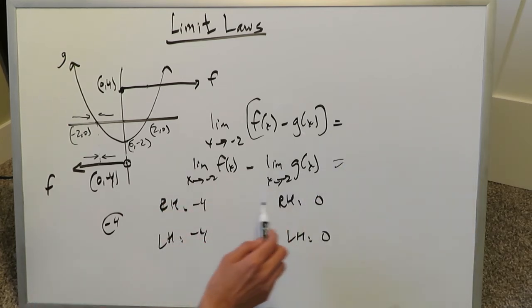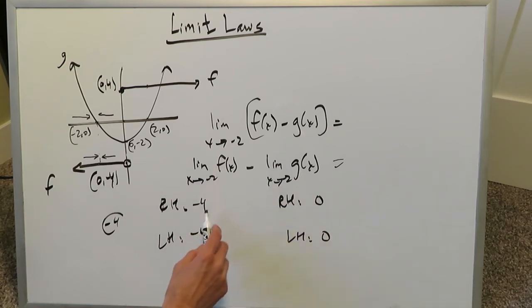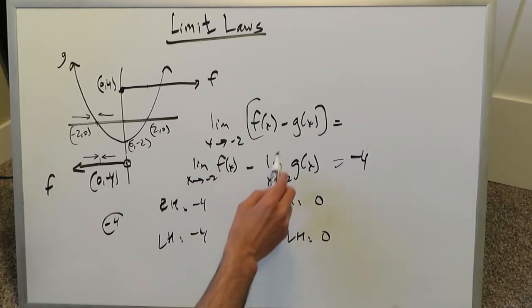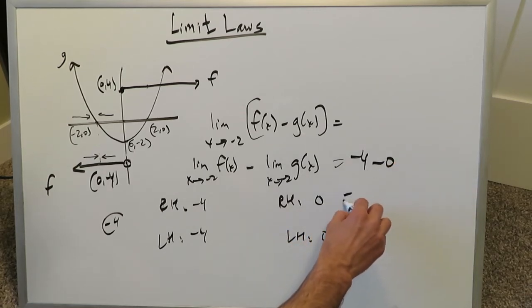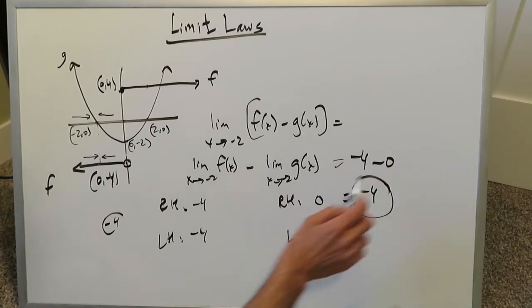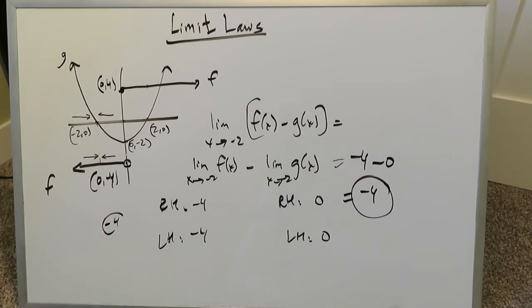So what do you get here as the answer? The limit as x approaches minus 2 of f of x is minus 4. The limit as x approaches minus 2 of g of x is 0, and your final answer ends up being minus 4, and that's a good answer for this question.